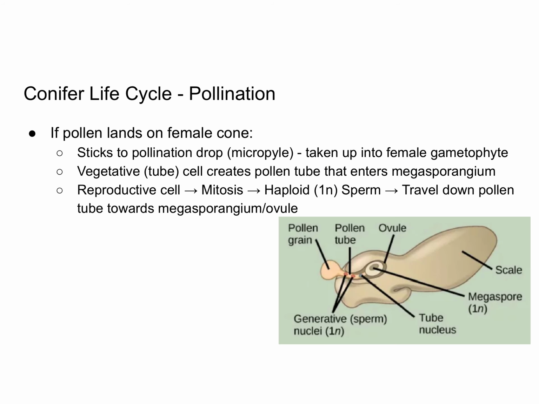So now let's talk about what happens during pollination. And it's important to note that pollination and fertilization are two different things. So don't get them confused. So pollination is just caused by pollen landing on a female structure. So in this case, if that pollen reaches a female cone, it's going to stick to the pollination drop that's at the micropyle. And remember, this picture unfortunately isn't very detailed, but the micropyle is here, this kind of opening.